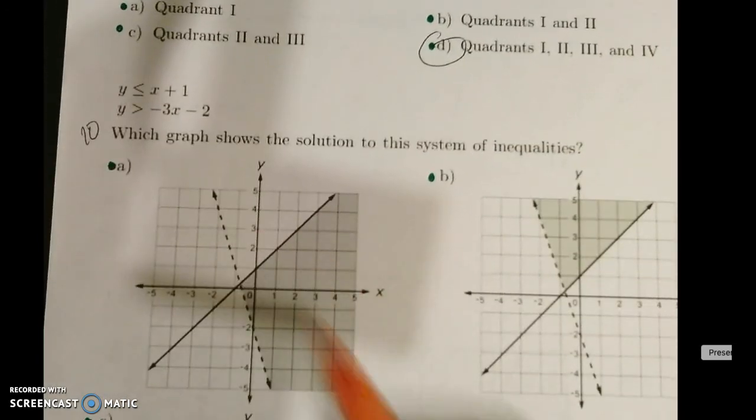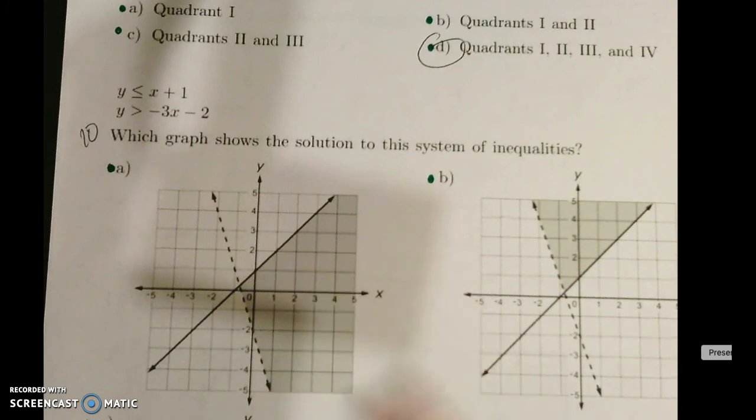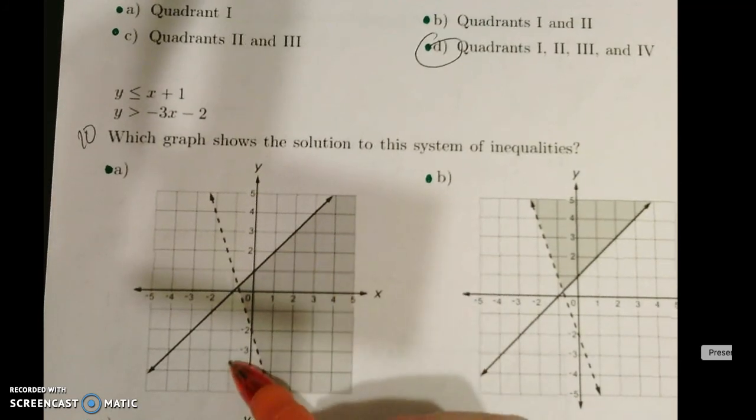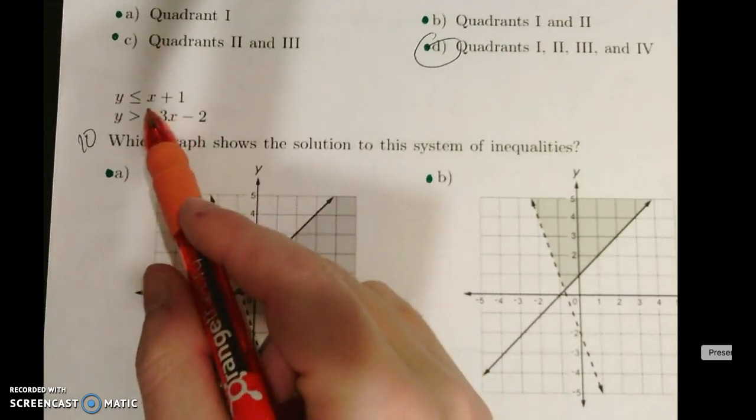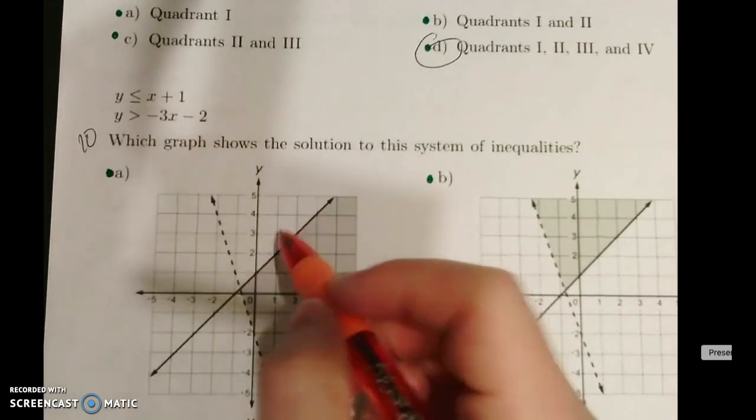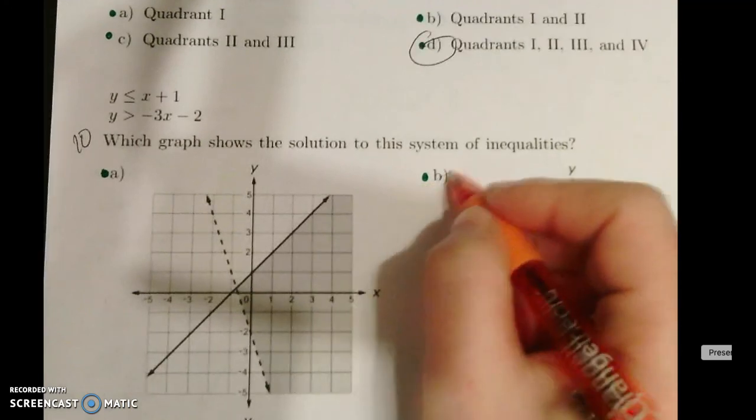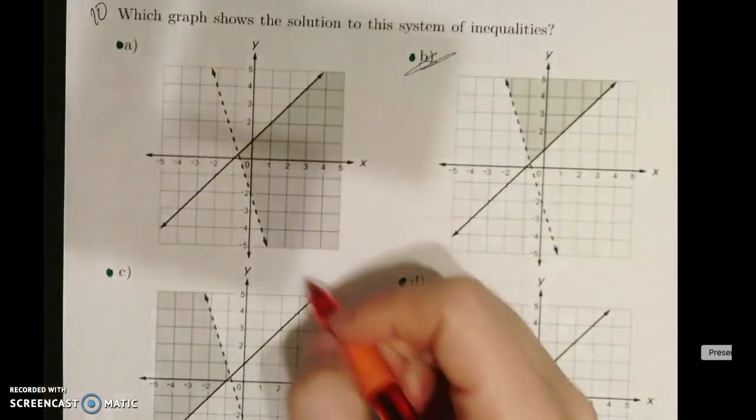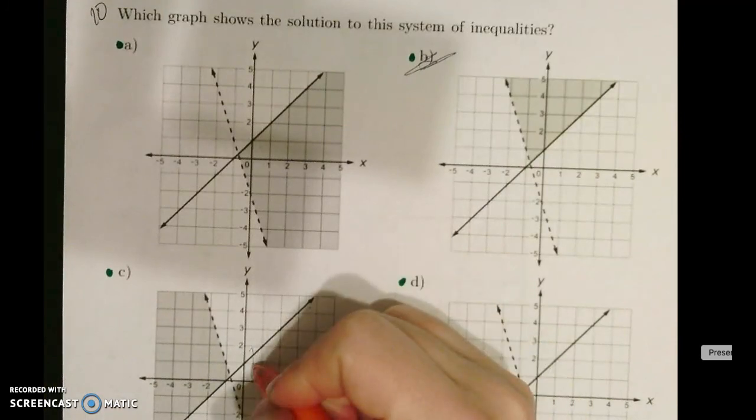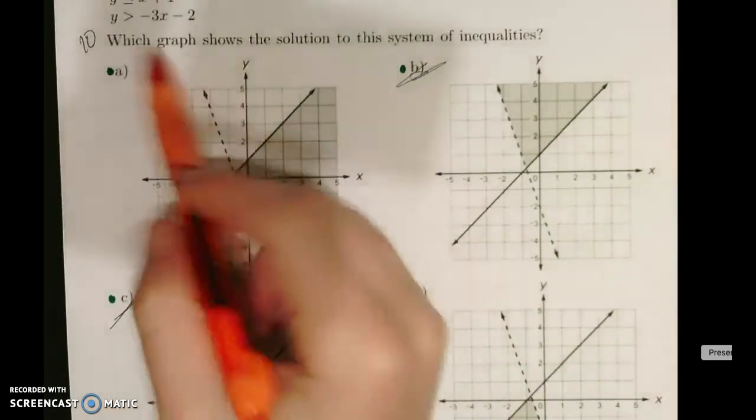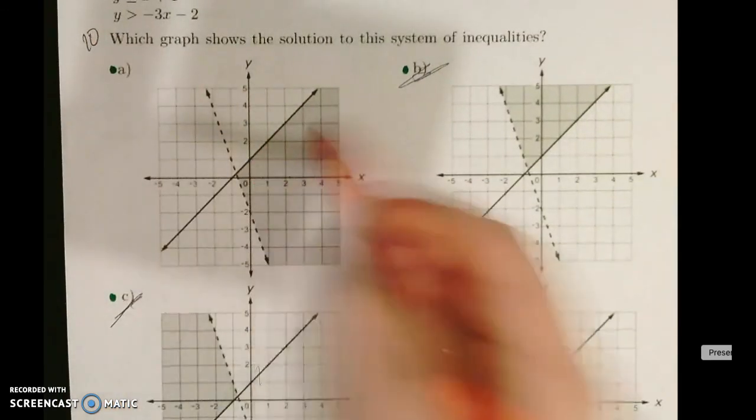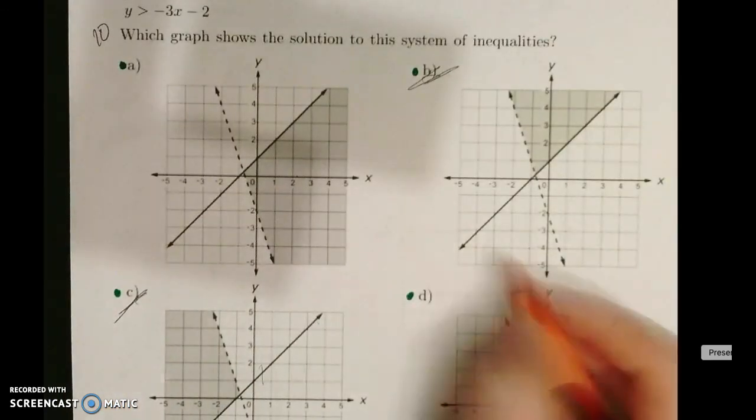Again, the line is solid on all of them, so it's just about the shading. My solid line has shading below. Yes, no. My solid line has shading below. No, it doesn't. Yes, it does. My dotted line has shading above. It does here. It does not here. A is my answer.